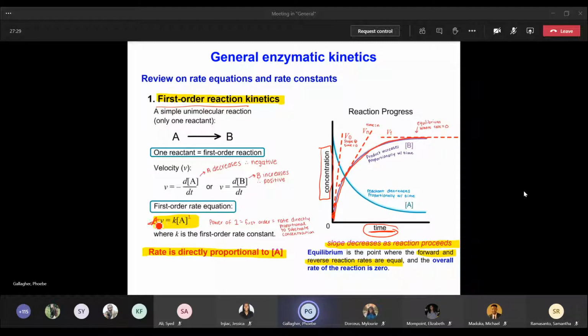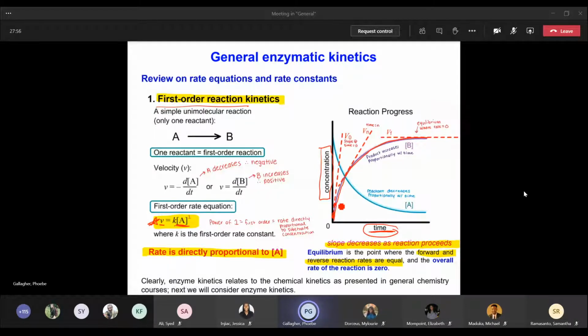So same formula here, I would remember this, is that the velocity of the reaction is going to be proportional to the amount of substrate, meaning that if you add more substrate, it's going to increase the velocity proportional to the amount that's added. So know this formula and understand this kind of relationship.